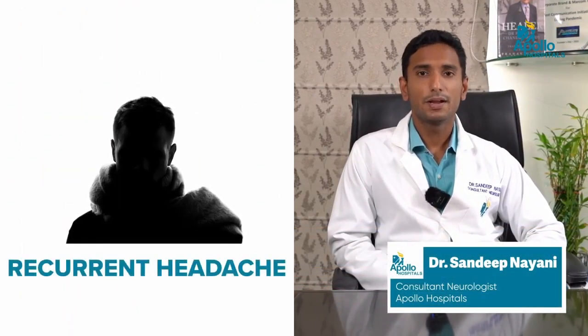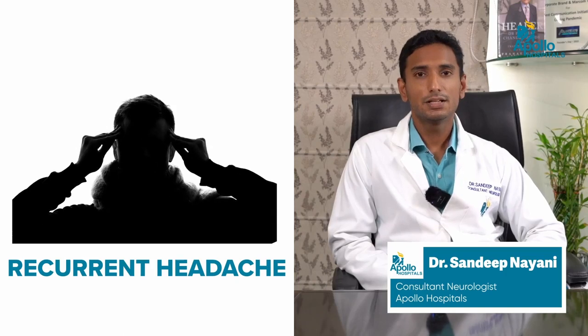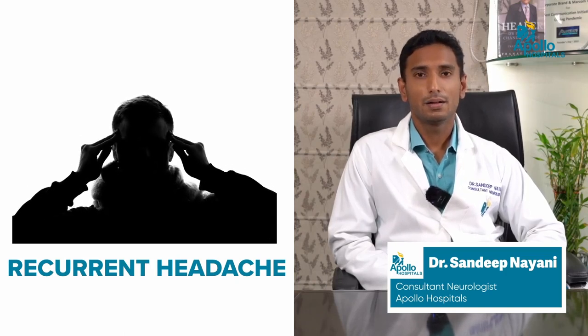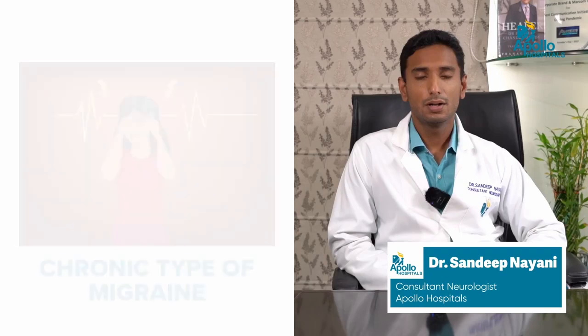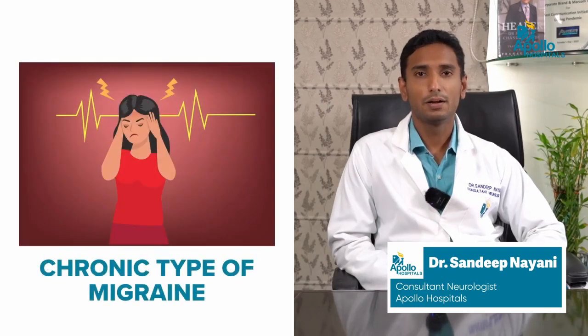Migraine is a neurobiological condition in which people experience recurrent headaches. These may occur episodically with a gap between each episode, or there may be a chronic type of migraine where headache happens almost every day. What type of headache is a migraine?